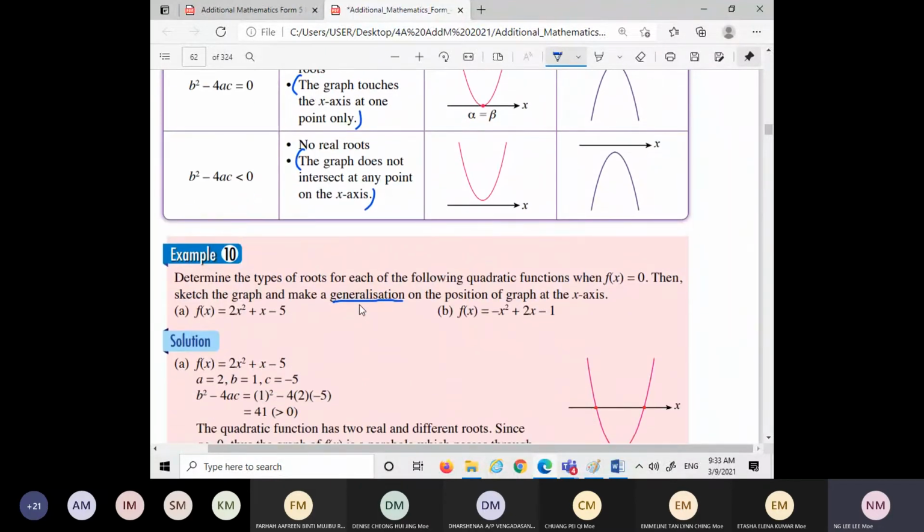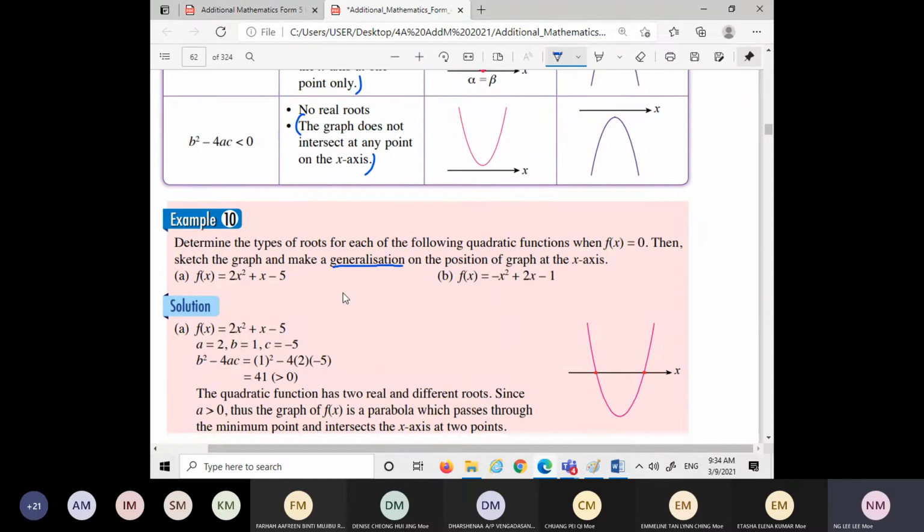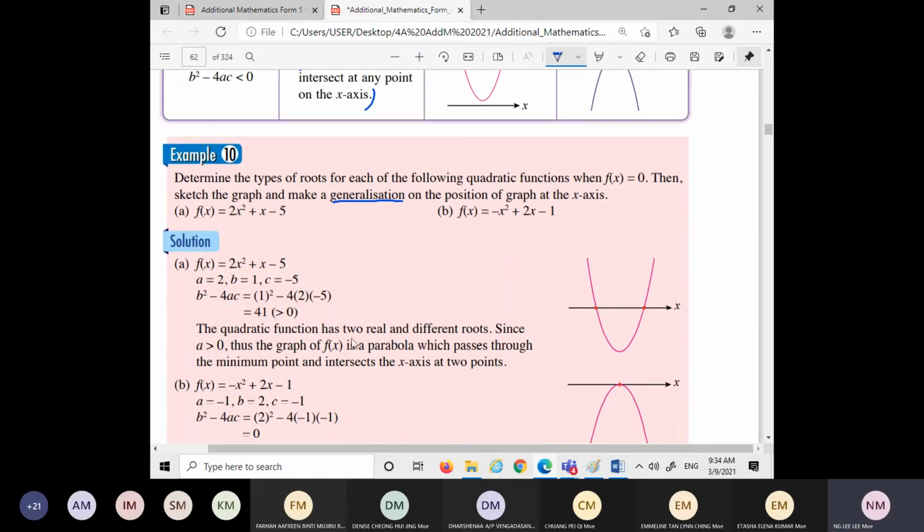Now we go to A. First of all, you have to know what the discriminant is. Determine the type of root. You have to find A, B, and C, and then find b squared minus 4ac. For case A, b squared minus 4ac is 41, therefore it is greater than 0. So what type of root? The quadratic function has two real and different roots. This is the type of roots.